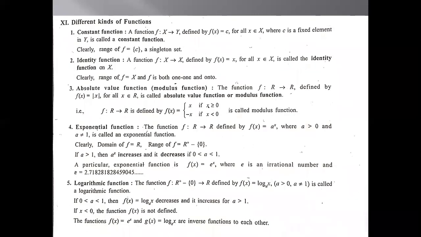Next, different kinds of functions: constant function, identity function, modulus function, exponential function, and logarithmic functions.